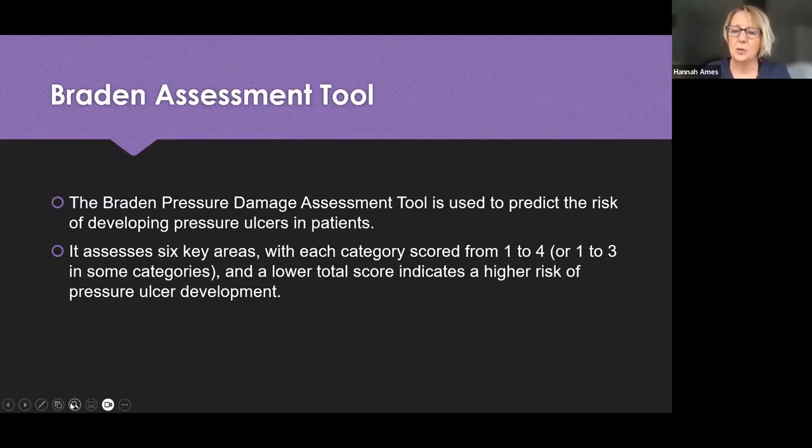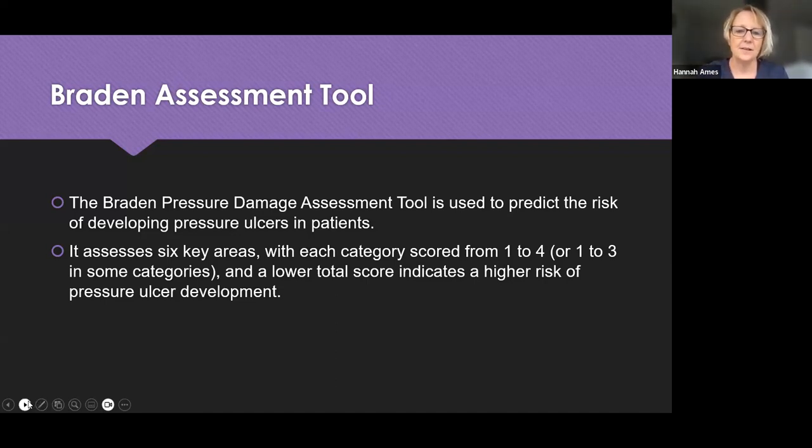So the Braden assessment tool is a pressure damage assessment tool, and it's used to predict the risk of developing pressure ulcers, or pressure damage is what we say now, really, in patients. It assesses 6 key areas, and each category is scored from 1 to 4 or 1 to 3, depending on the category. And it's like an inverse score. So the lower the patient scores, the more at high risk they are of developing pressure damage and pressure ulcers. That's different to some other pressure assessment tools like Waterlow. The higher the score, the more at risk the patient is. So you might be more familiar with that tool, for example.